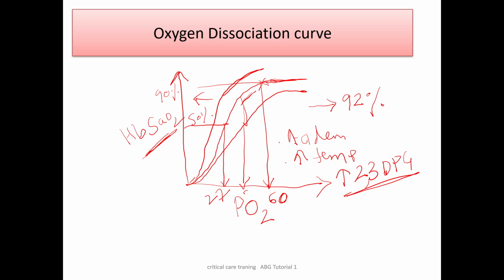So this curve actually gives a relationship. PO2 is what you find in the ABG, and saturation is what you find in the pulse oximeter. So you can understand the indirect relationship between the saturation and the PO2 values.